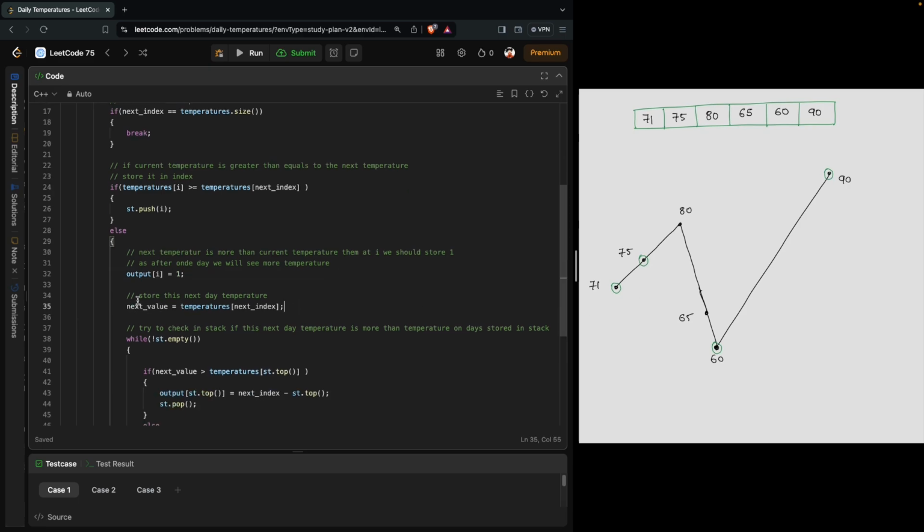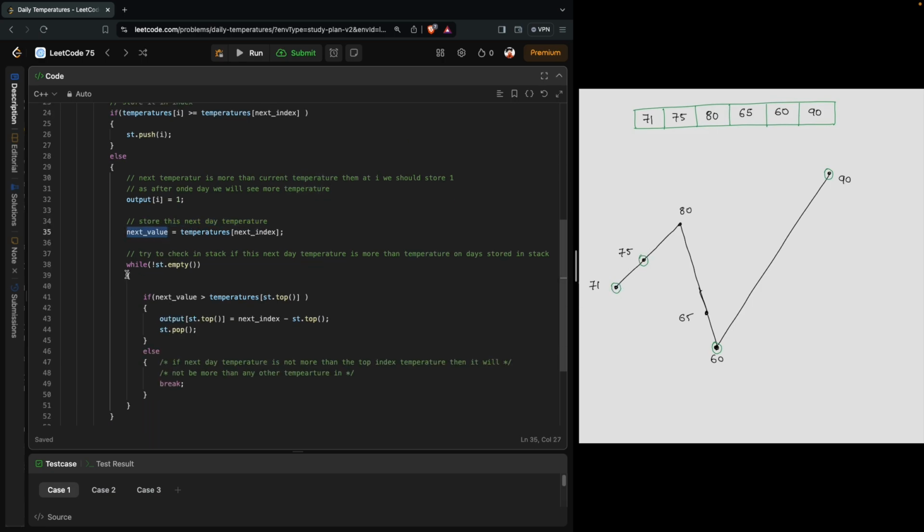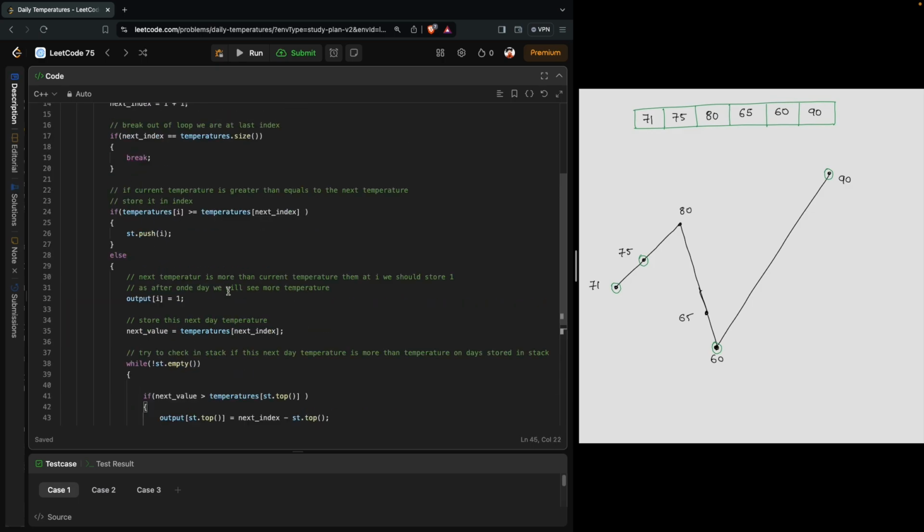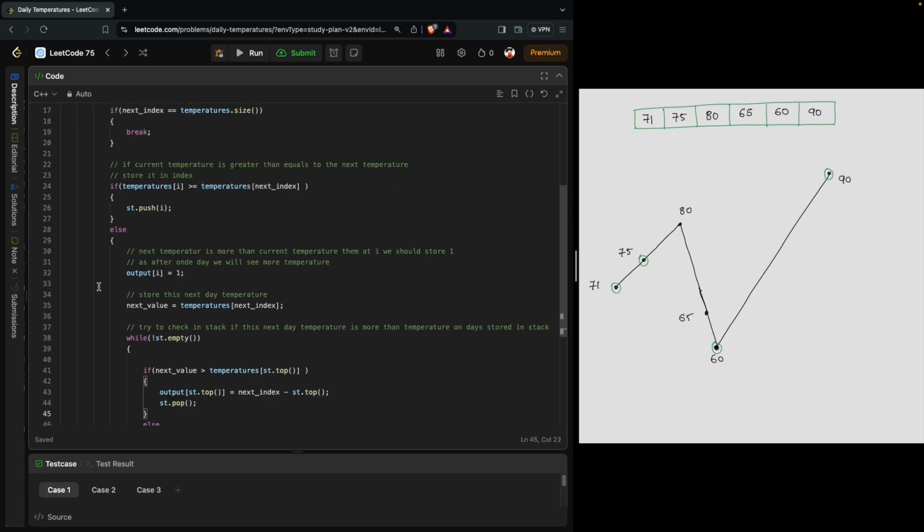Then what we are doing, we are storing this next day temperature. So basically in the next value, we will store 75. Okay. And then we will check if in the stack, if the values are there or not. If there are some values, we will put the dates based on the comparison, right? So we will look at that example also. So suppose this is what these if and else conditions are doing.